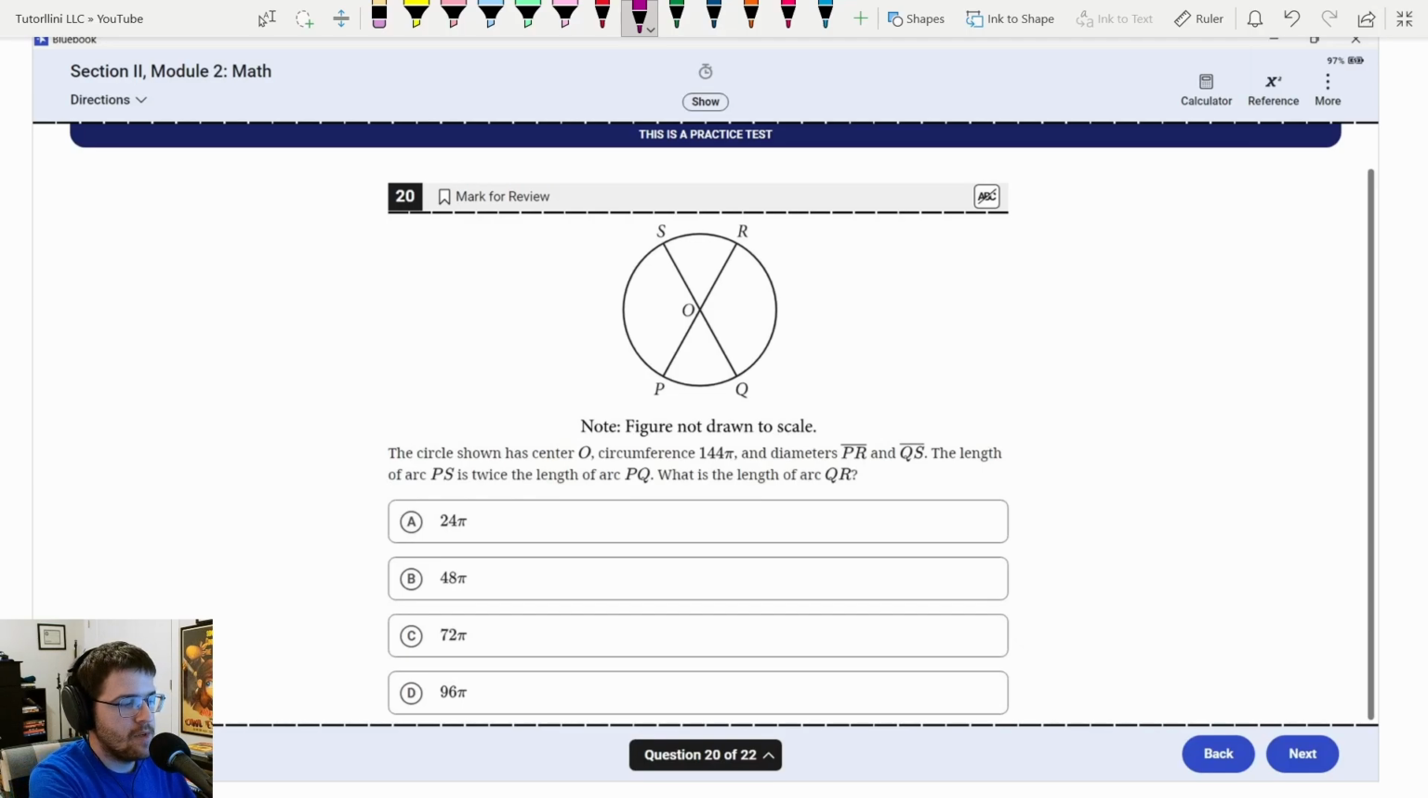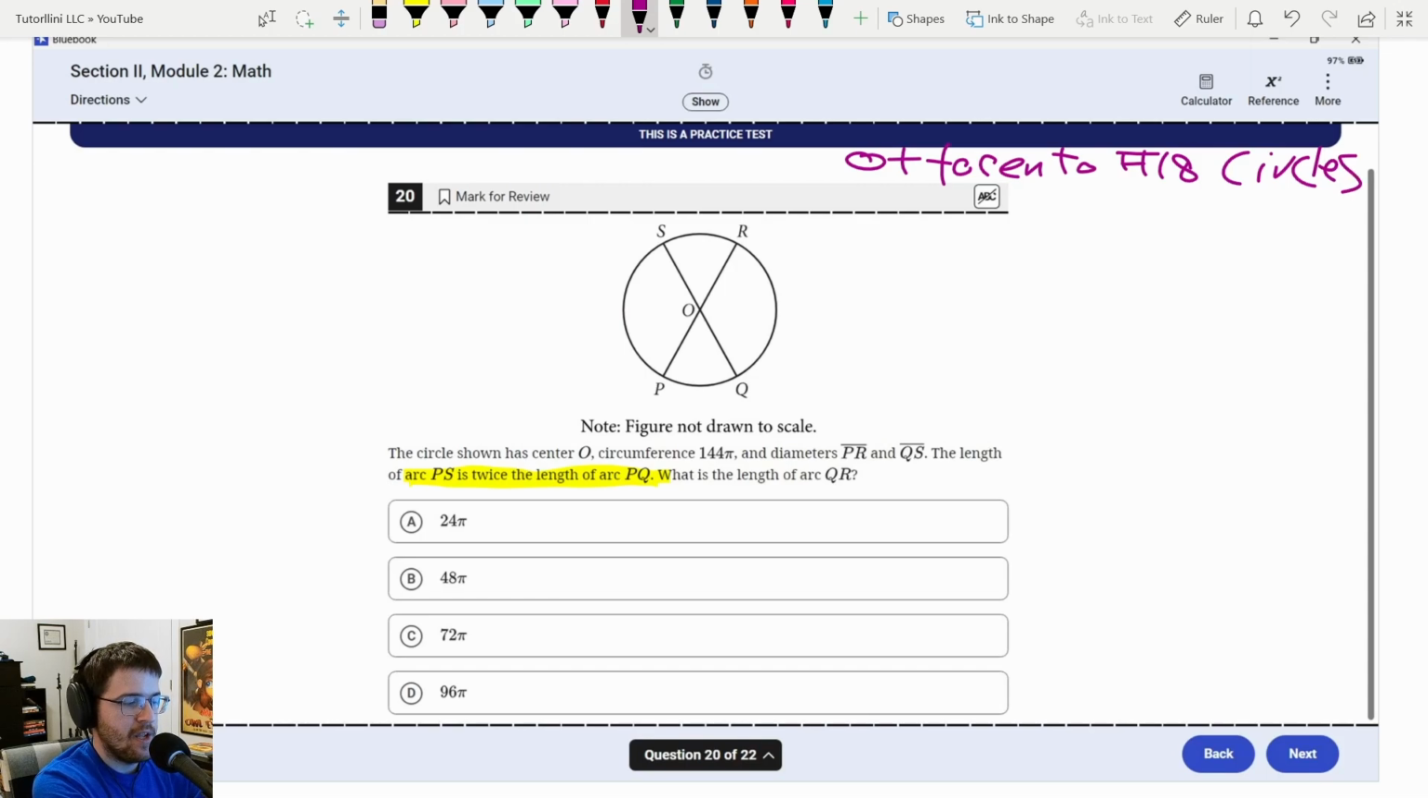Okay, question 20. So it says here, really important, that arc PS is twice the length of arc PQ. I go over a lot of this. I go over this exact question, actually, in my Ottocento on circles. It's Ottocento number 18. Definitely go watch that. It will make way more sense.